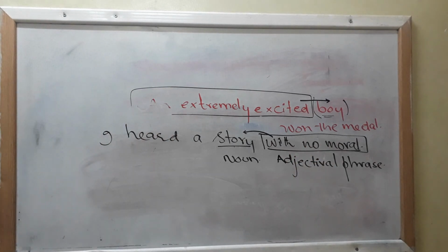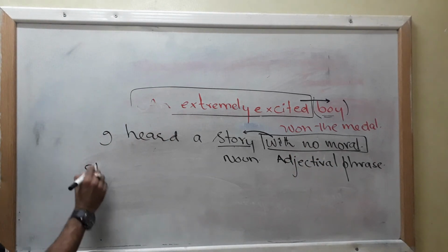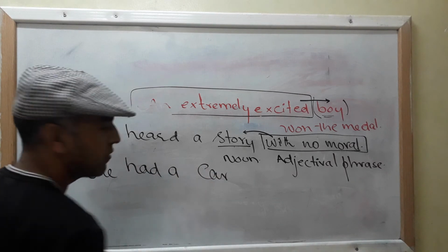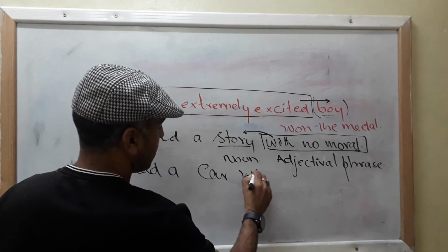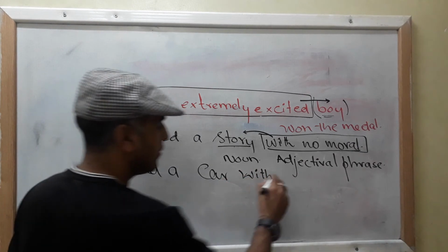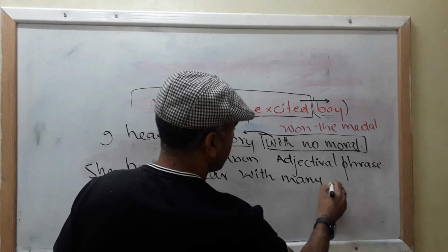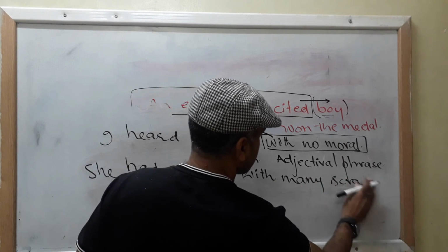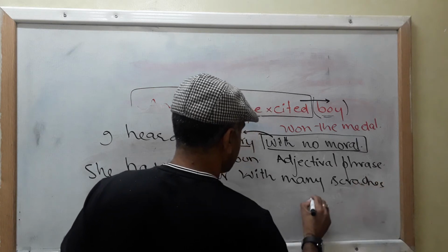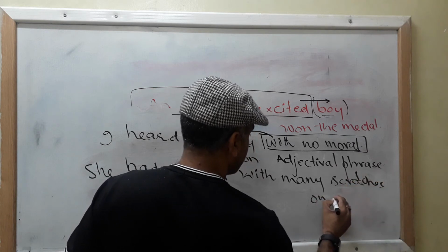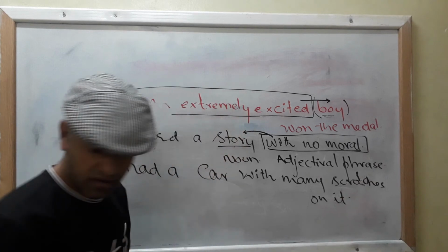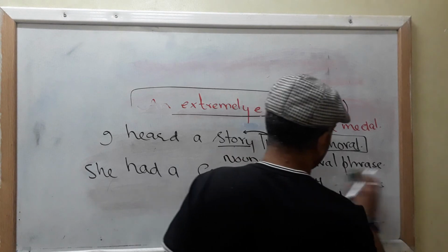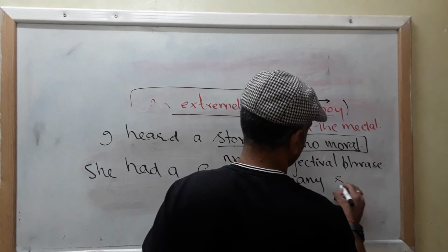Now let me give you another example. She had a car with many scratches on it. Clear? She had a car with many scratches on it.